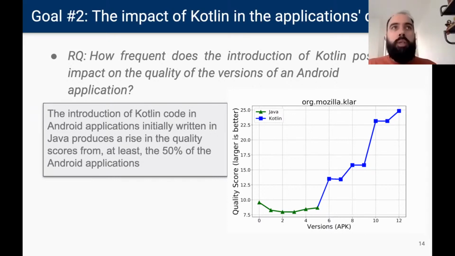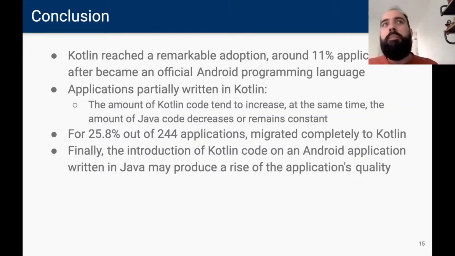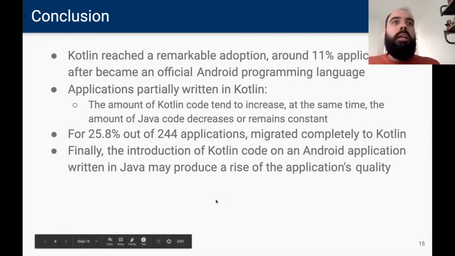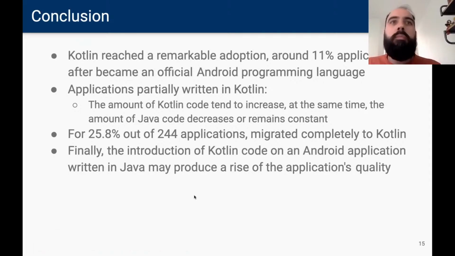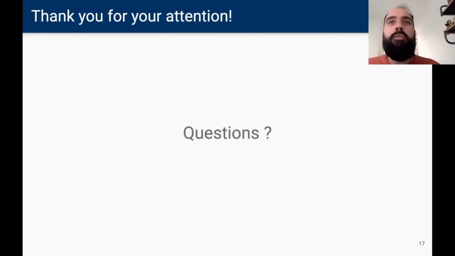So as a conclusion, Kotlin reached a remarkable adoption of around 11% and later became an Android official programming language. We also saw that in applications written in Kotlin, the amount of Kotlin tends to increase at the same time the amount of Java tends to decrease or remain constant. Also, we found that 50.8% of applications migrated completely. And finally, the introduction of Kotlin on Android applications may produce a rise in the application's quality. That's it. Thank you everyone. Any questions?